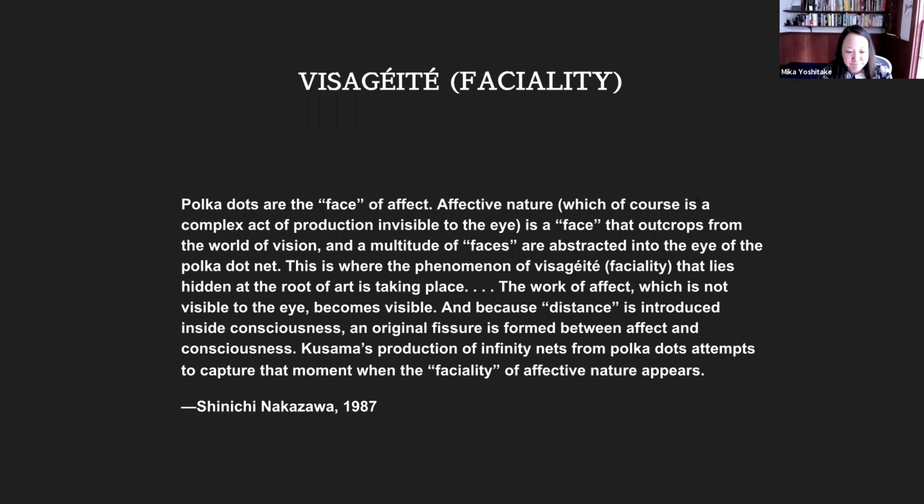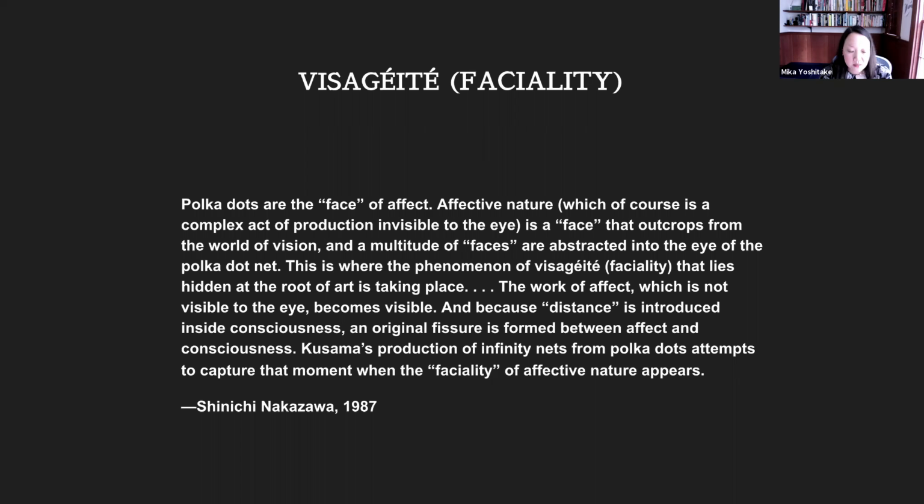Faciality. Polka dots are the face of affect. Affective nature, which of course is a complex act of production invisible to the eye, is a face that outcrops from the world of vision, and a multitude of faces are abstracted into the eye of the polka dot net. This is where the phenomenon of visceral or faciality that lies hidden at the root of art is taking place. The work of affect, which is not visible to the eye, becomes visible.